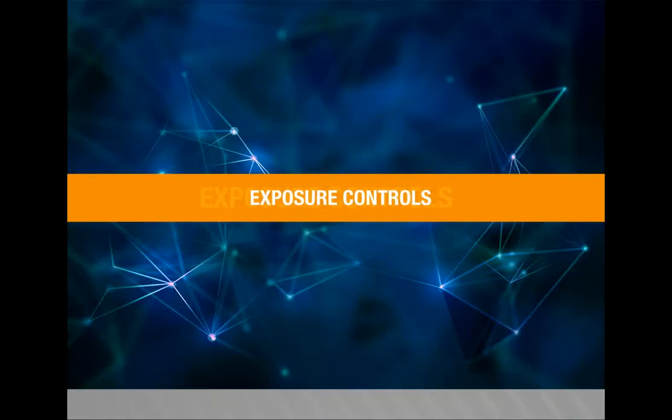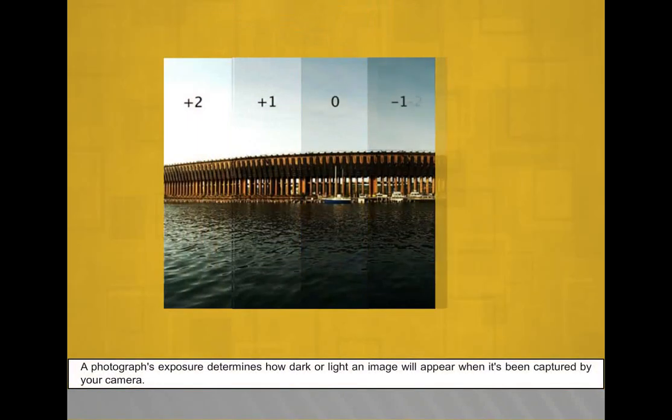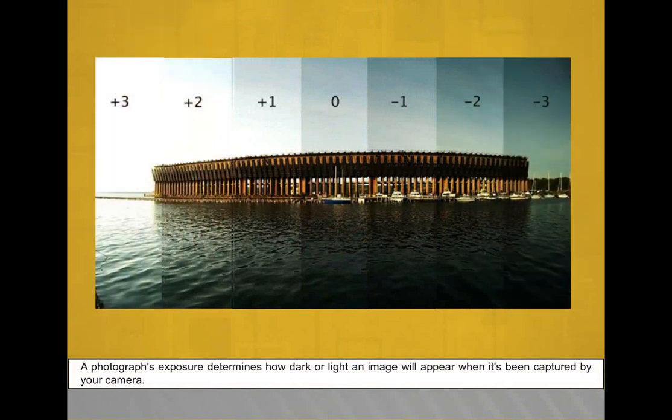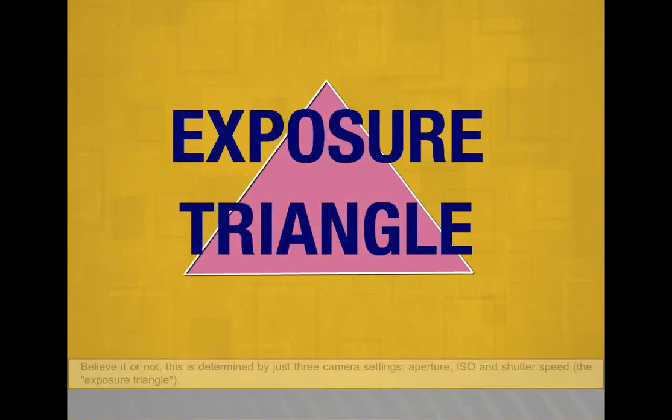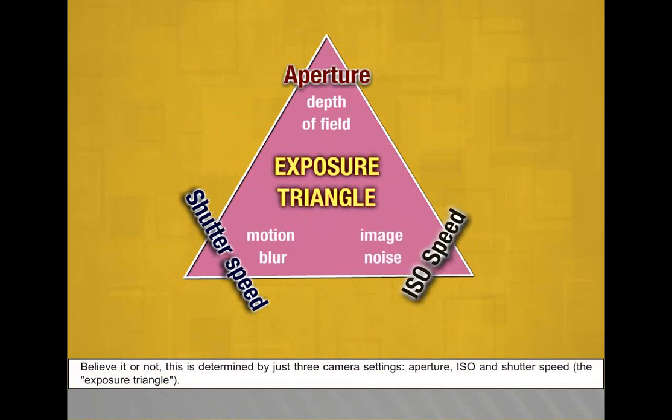Exposure controls. In this video, we are going to see about exposure controls. A photograph's exposure determines how dark or light an image will appear when it is being captured by your camera. Believe it or not, this is determined by just 3 camera settings: aperture, ISO, and shutter speed, the exposure triangle.